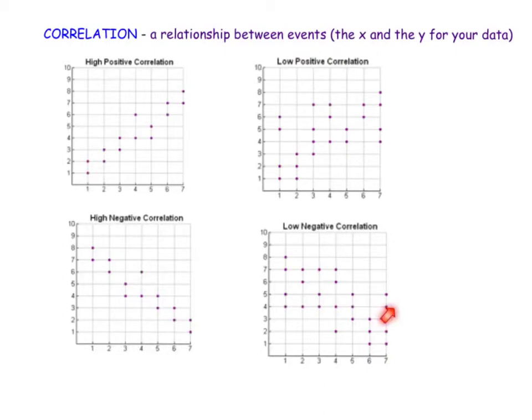You could also have no correlation at all if you had a graph and your points were just all over the place with no pattern at all. That would be a no correlation.